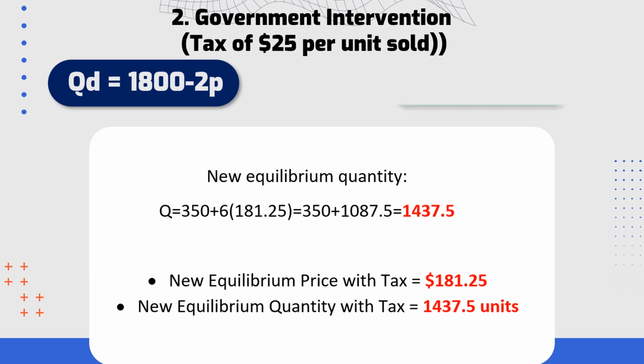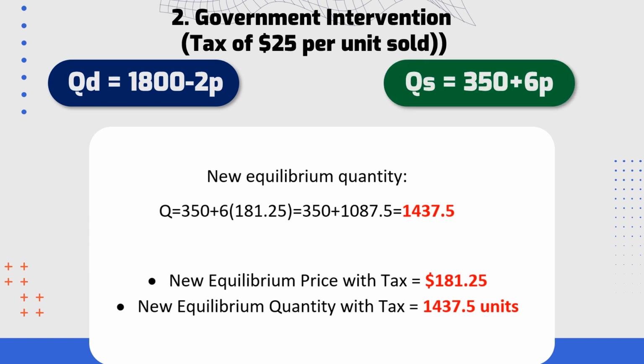And the new equilibrium quantity can be found by substituting P in any of these equations, because at the equilibrium point they are absolutely the same. So Q equals 350 plus 6 multiplied by 181.25, which gives us 1,437.5 units. So this is the answer when the industry experiences the intervention of the state in the form of the tax.